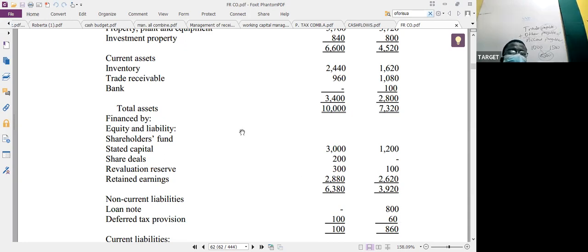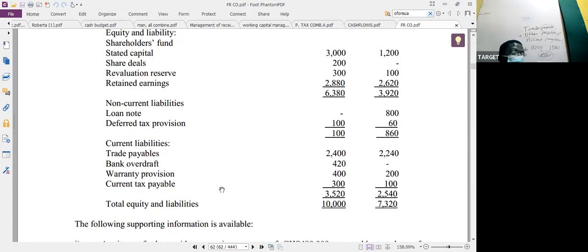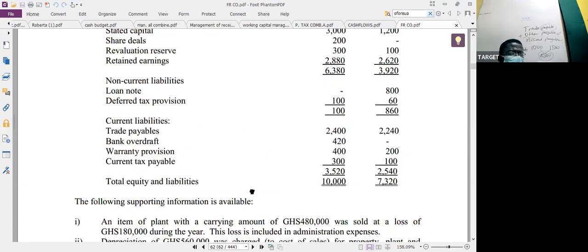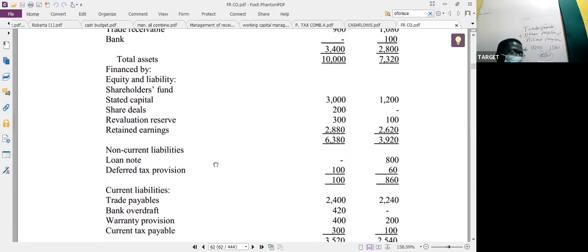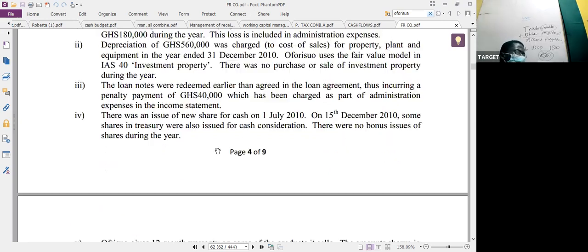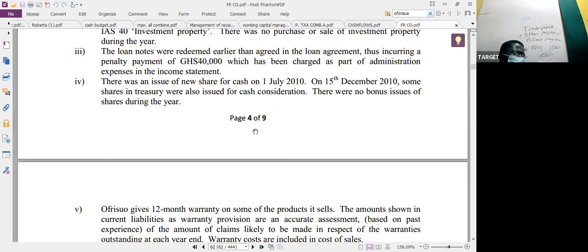You have to prepare the equity before you can do it? No, that one we only prepare to confirm something. We prepare to confirm whether a dividend has been paid or not. Okay, so we are done with note 4. Note 5, let's go.